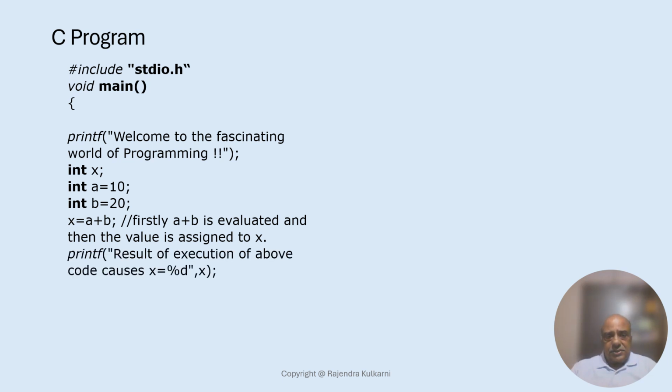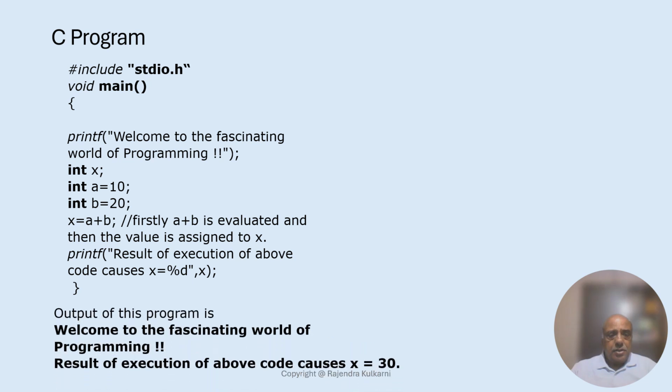Then comes another statement: printf "result of execution of above code causes x is equal to %d", x, and then the closing braces of the program. What is the output? The first line of the output will be the sentence which we have inserted at the first line of the program, and another output will come out of this statement, printf result of execution.